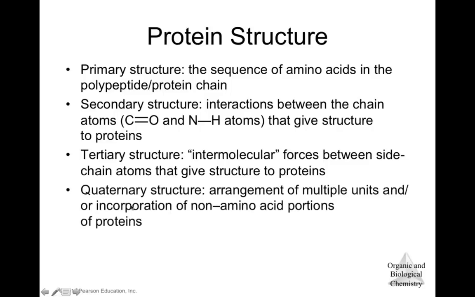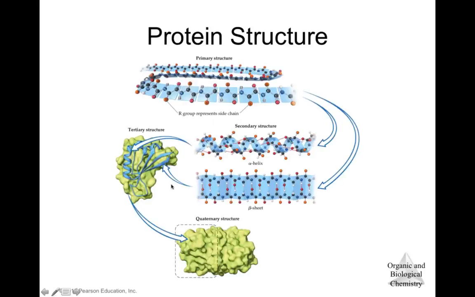And the fourth one is the quaternary structure. This is the arrangement of multiple units and/or incorporation of non-amino acid portions of proteins. Basically, these are the arrangements of multiple units of those tertiary structures. So basically, this is a big picture of what we have mentioned before.